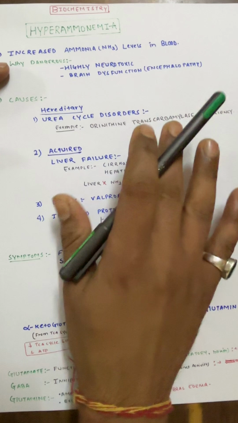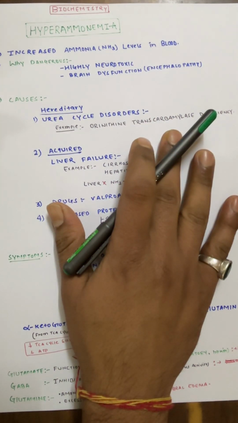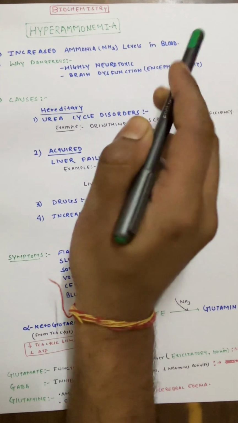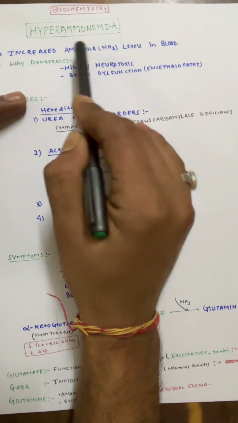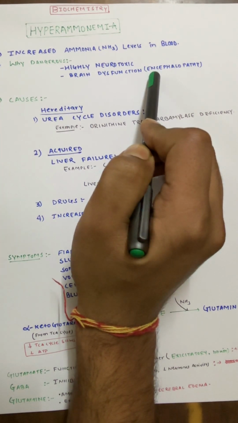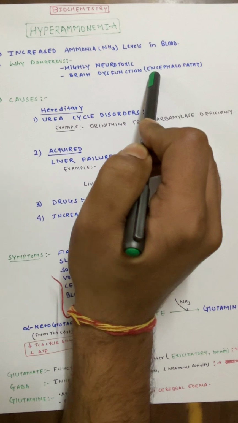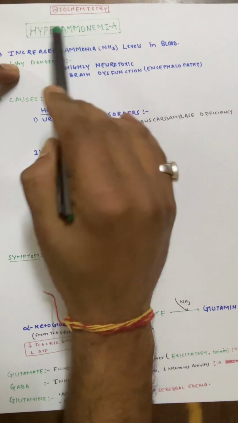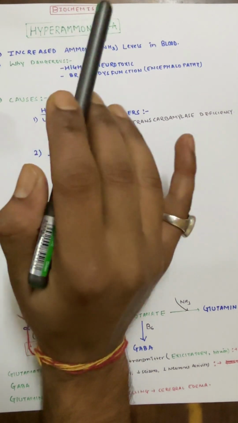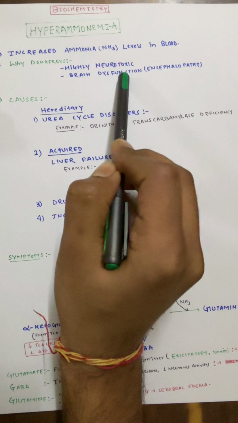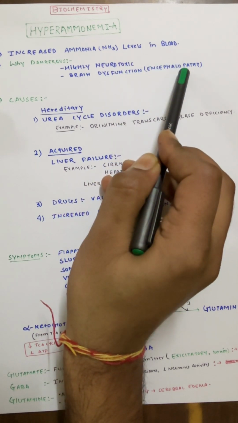Our topic today is hyperammonemia. What does this term actually mean? It means increased ammonia levels in the blood. Suppose ammonia fails to convert into urea, or due to some problem the urea cycle doesn't occur in our body, then it will lead to increased ammonia levels in our blood, and that condition is known as hyperammonemia. Why is this dangerous? Because we all know ammonia is highly neurotoxic. That's why it causes brain dysfunction and encephalopathy.